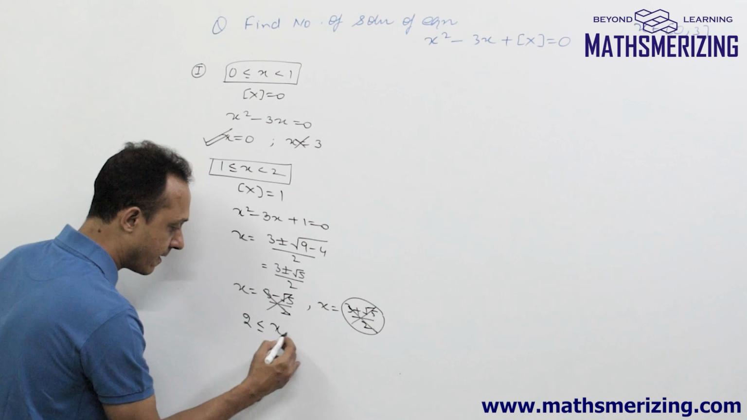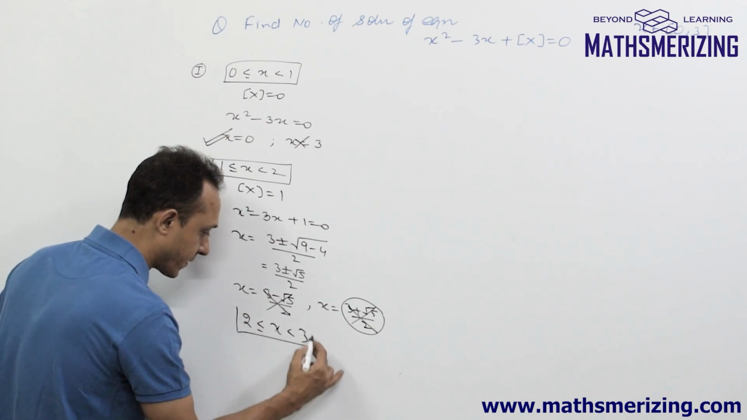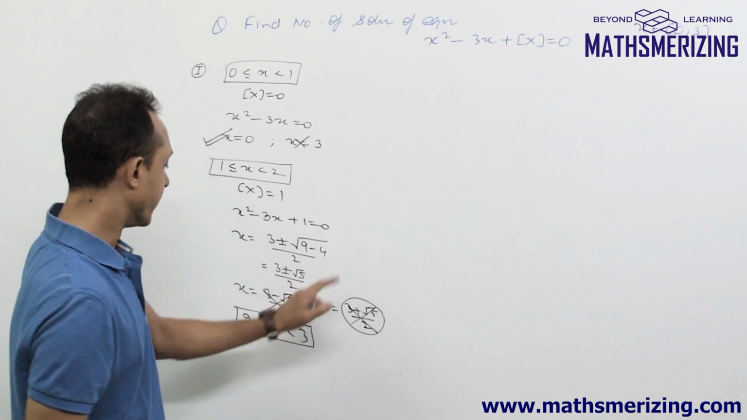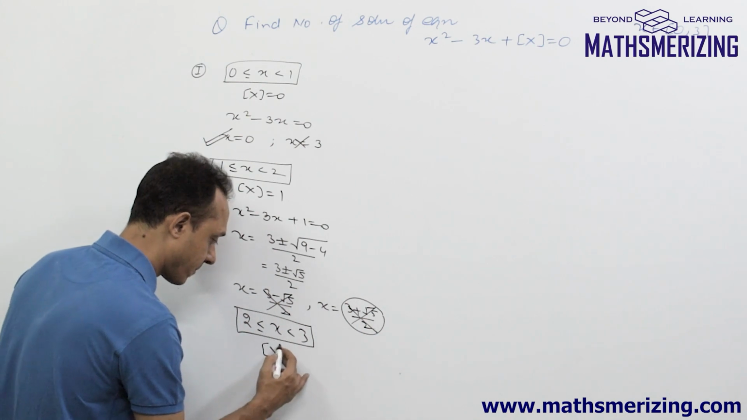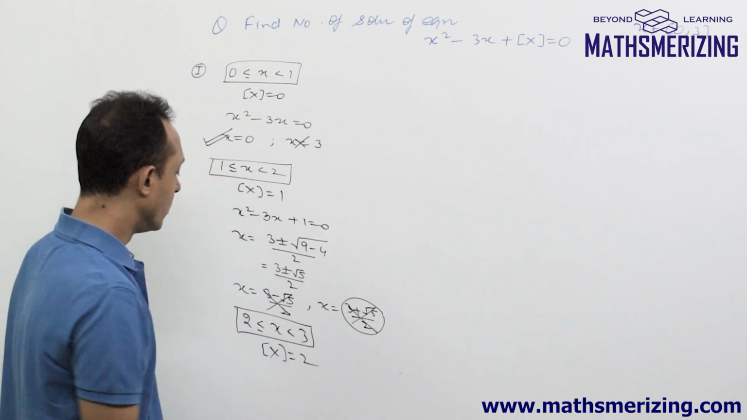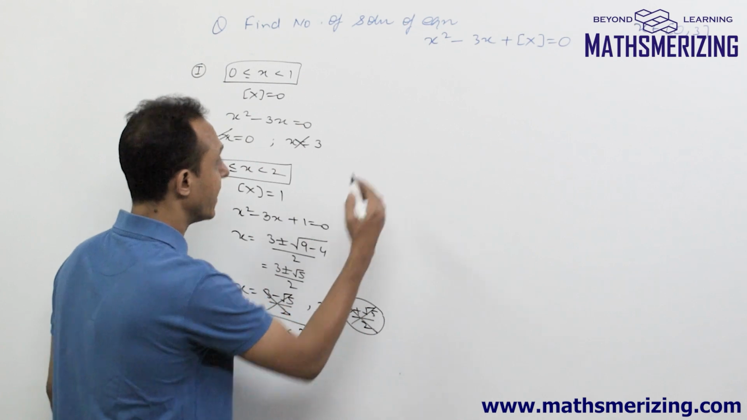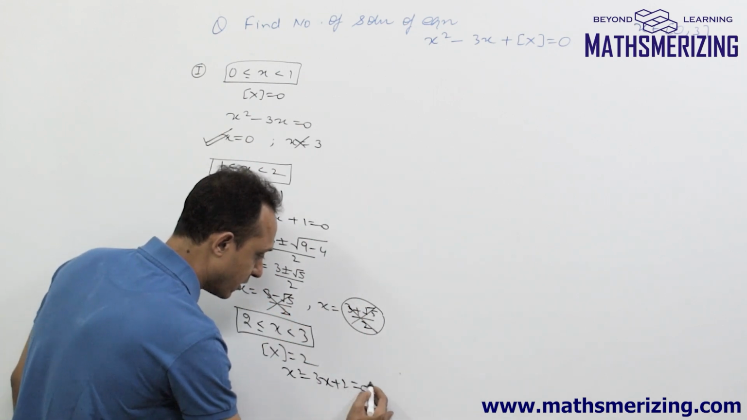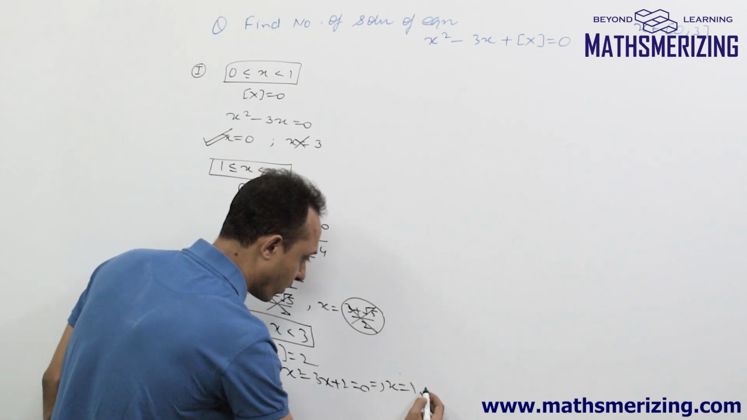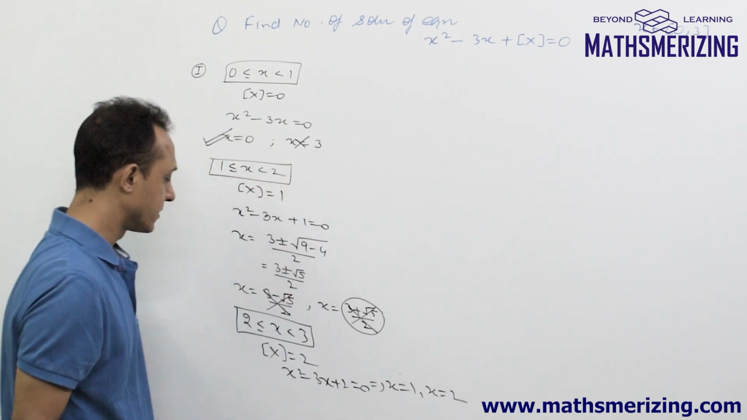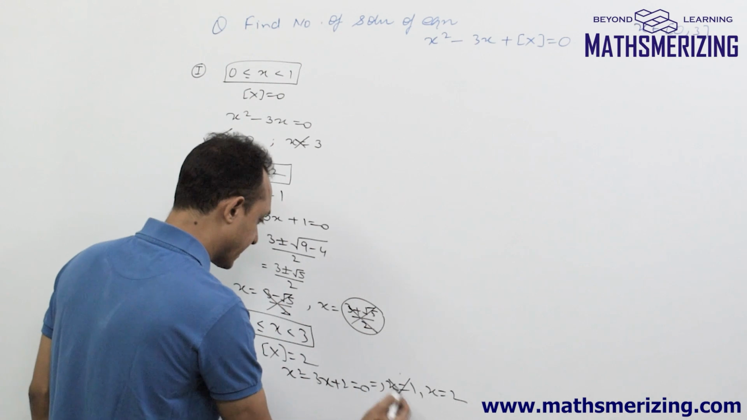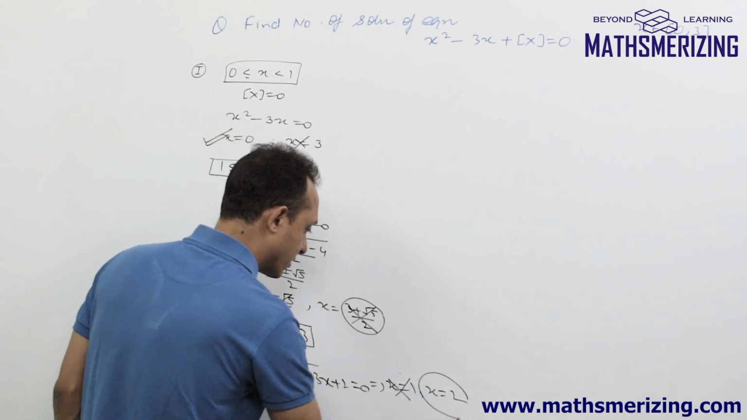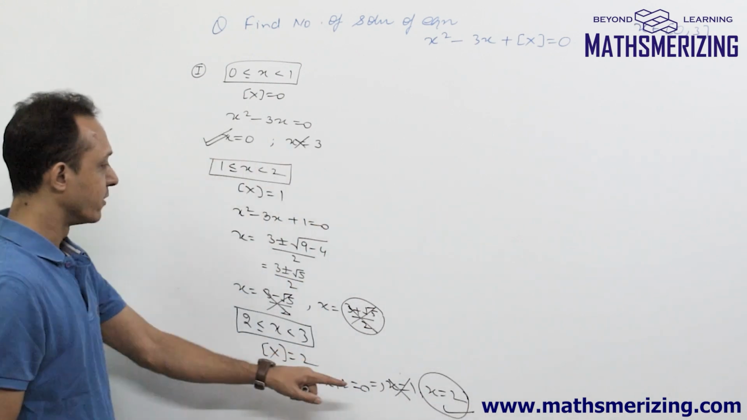Now the third interval is when the value of x lies between 2 and 3. So in that case, the greatest integer function of x will be simply 2. So if I put it in the equation, I'll get x square minus 3x plus 2 equals 0. So from here, I'll say the value of x is either 1 or the value of x is 2. Now 1 doesn't lie in the interval, so I'll choose only one solution, and that is x equals 2.